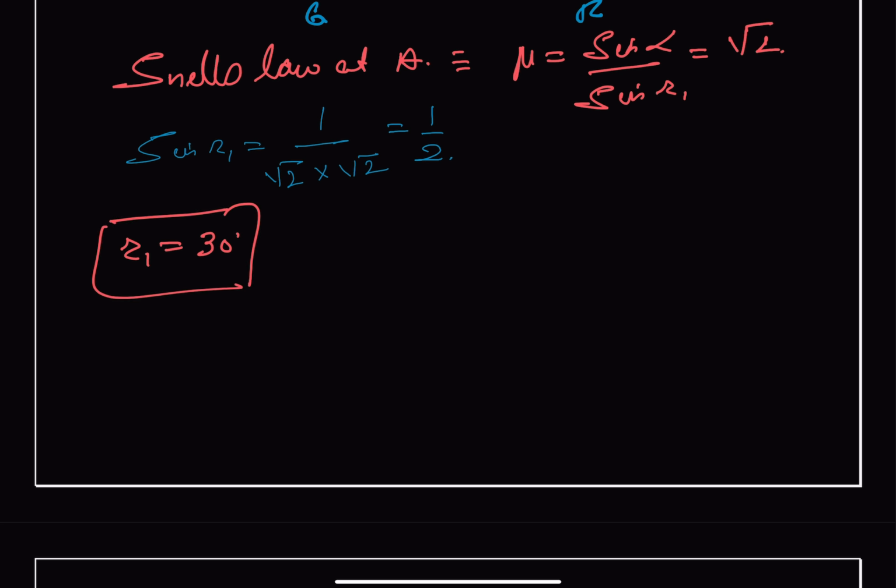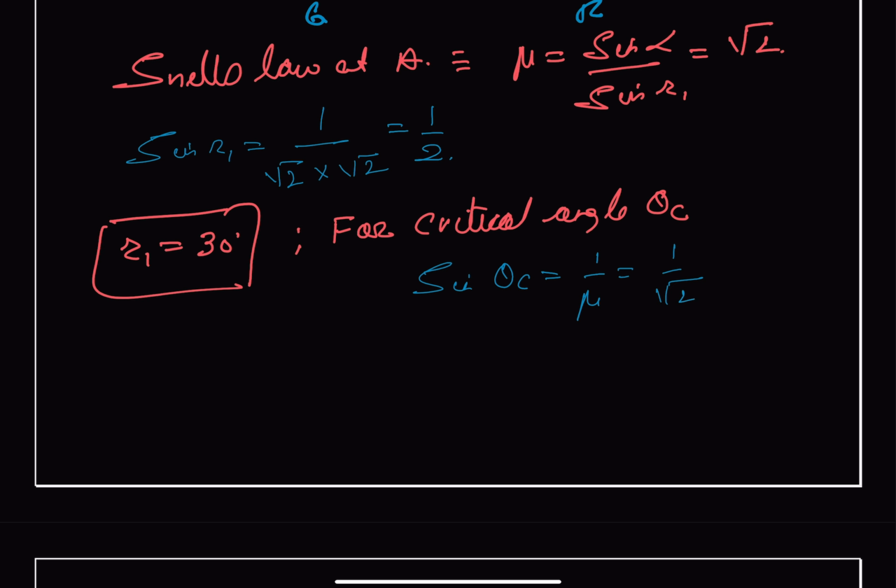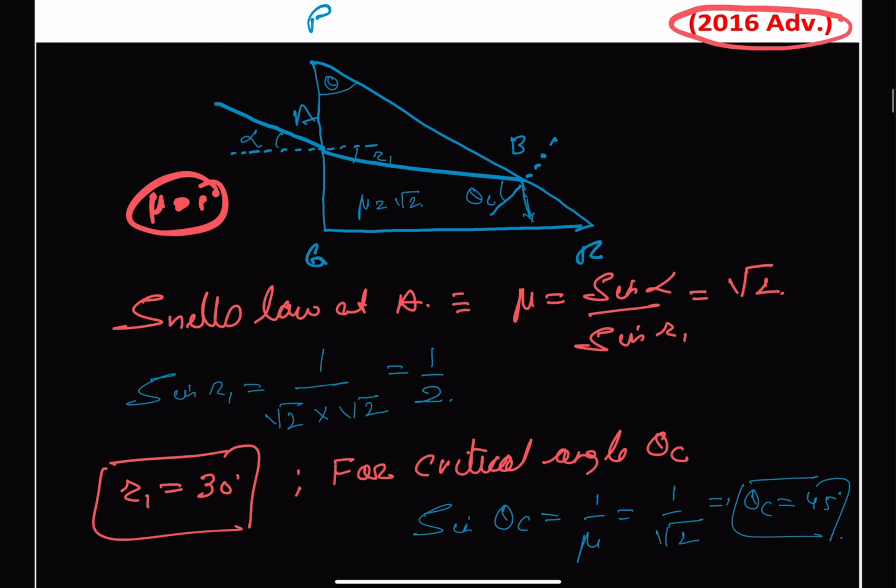And we also know for a critical angle theta C, we can write that sine of theta C is equal to 1 upon mu, and the mu is square root of 2. So we get our critical angle, that is theta C, is equal to 45 degree. And now we can use just the triangle property, and that will give us the required theta which we require.